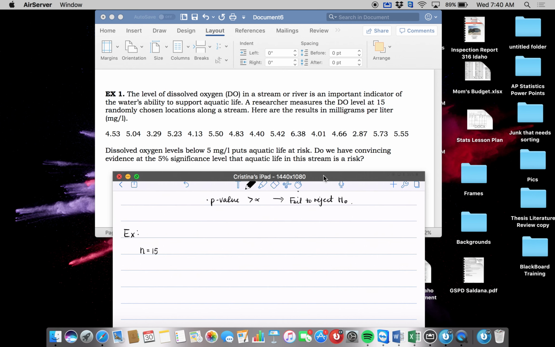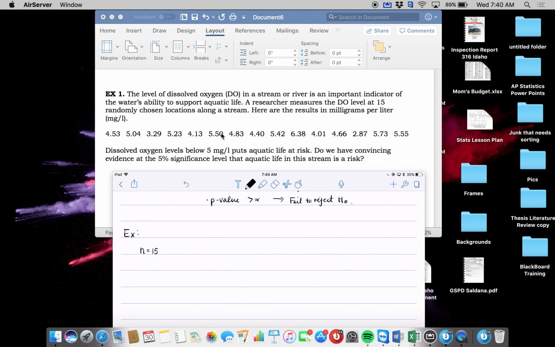Now, here they tell us what value we're going to use in our null hypothesis. It's the one we're testing. So just like with proportions where we use p naught for the value we're testing in our null hypothesis, here we're going to use mu naught, the value we're testing in our null hypothesis, which is going to be 5 milligrams per liter. And then, of course, the 5% significance level.